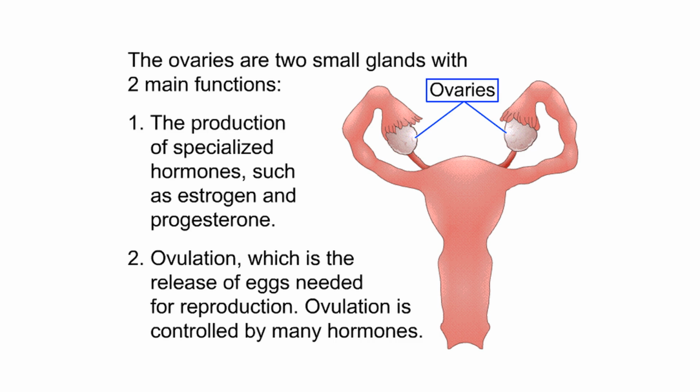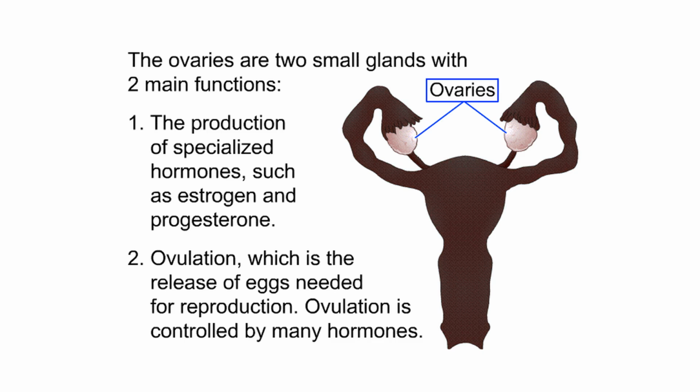The ovaries are two small glands with two main functions. 1. The production of specialized hormones such as estrogen and progesterone. 2. Ovulation, which is the release of eggs needed for reproduction. Ovulation is controlled by many hormones.